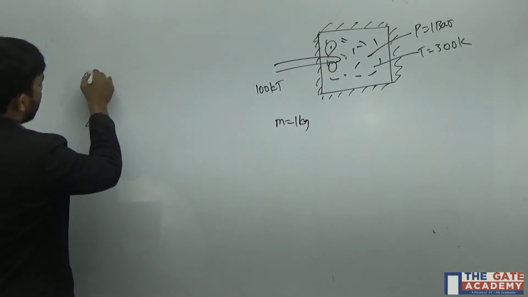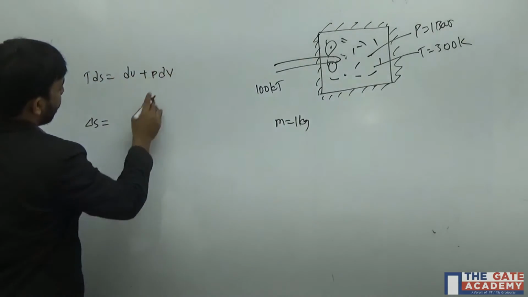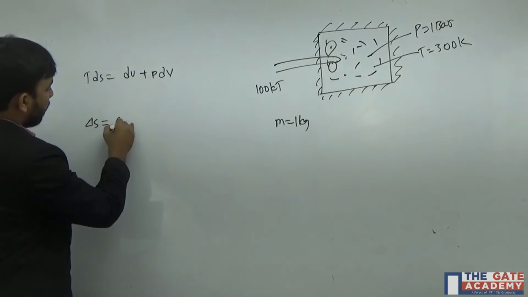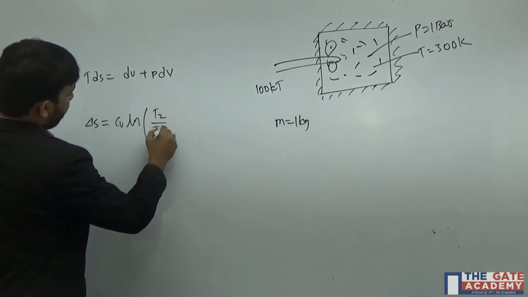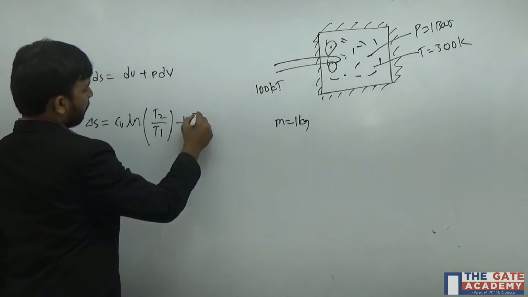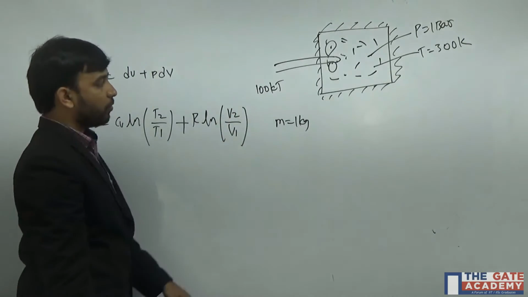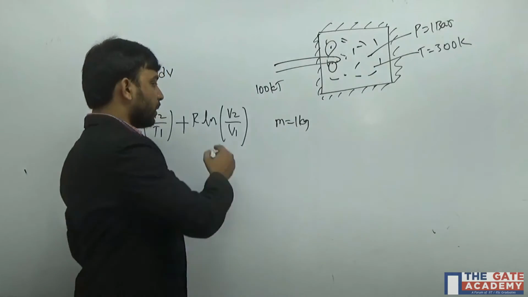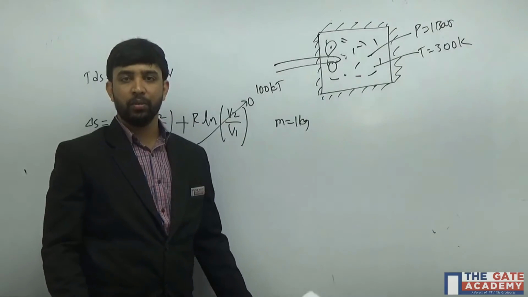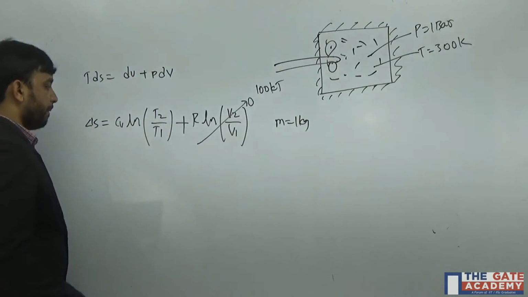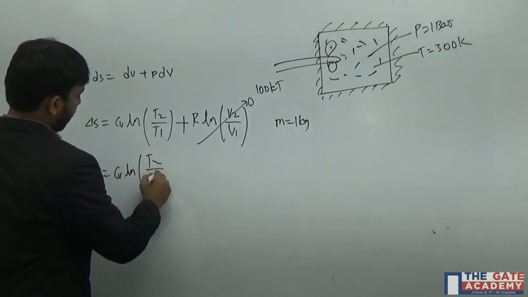From the TDS equation, TDS is equal to dU plus PdV. If I integrate this, I will get Cv log T2 by T1 plus R log V2 by V1. Here, if you look at the container, it's a rigid container. For a rigid container, there won't be any change in volume. So initial volume and final volume remain the same, so delta V is 0. I can say log 1 is 0. So the change in entropy during the process is Cv log T2 by T1.